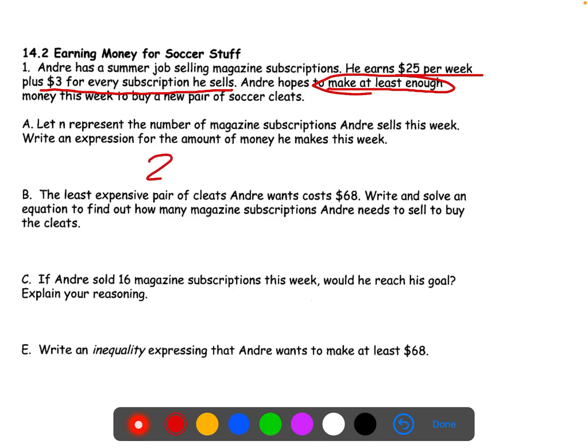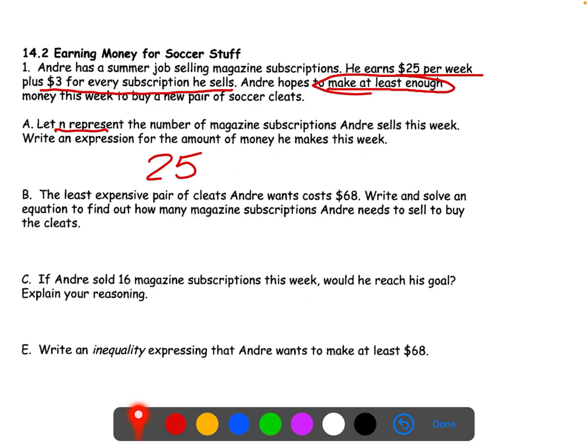So we know right away he's going to get paid $25 for working that week. Then he's going to make $3 for every subscription, and we're going to use N to represent the number of subscriptions. So let's think, how would we increase the amount of subscriptions, $3 for each of them? Well, since we don't know how many subscriptions it is, we couldn't just write plus 3, plus 3, plus 3, plus 3, because we wouldn't know how many 3's to write.